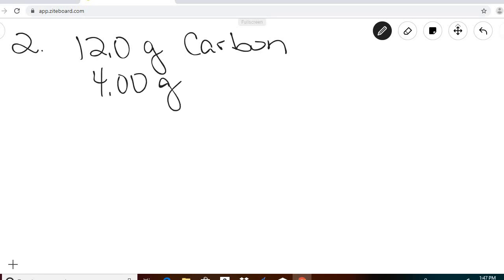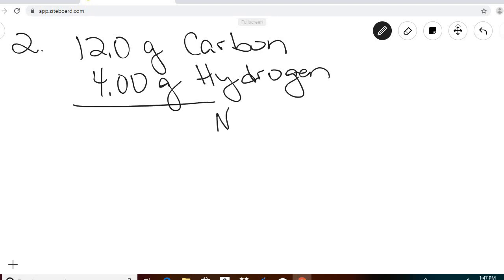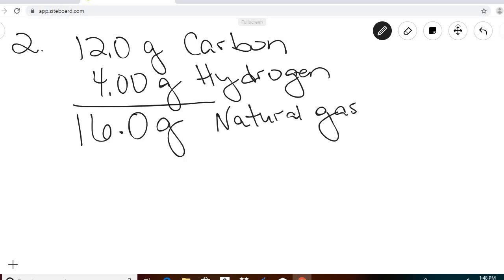Okay, number 2. 12 grams of carbon react with 4 grams of hydrogen to get natural gas. So 12 grams of carbon and 4.00 grams of hydrogen make natural gas. And there is nothing left over, so that tells us that it should make 16.0 grams of natural gas.